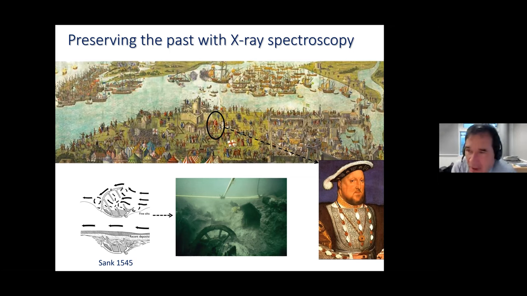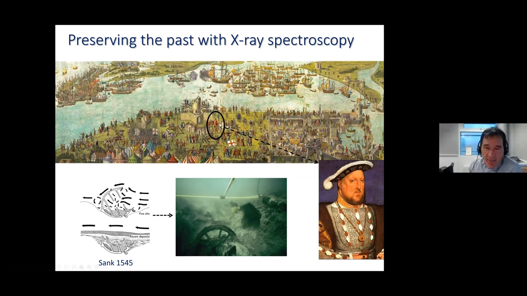And the example of cultural heritage, but again, it can be applied to all sorts of fields, is in the preservation of a 16th century battleship. So this is the preservation of the Mary Rose. The Mary Rose was Henry VIII's favorite battleship, which sadly sank in an estuary in England, the estuary of the Medway, in 1545.